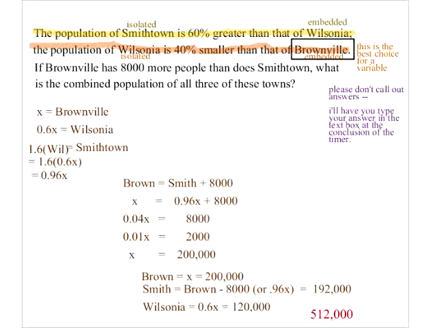Any questions? Again, the main takeaway that you should have gotten out of this problem is what to pick for the variable. And notice that most of you picked Wilsonia, but the reason why you did was probably just because it was in both equations. That's less important than this isolated and embedded stuff. If something is an isolated variable and there's another embedded variable, you don't pick a variable for this one. It's harder than it has to be.